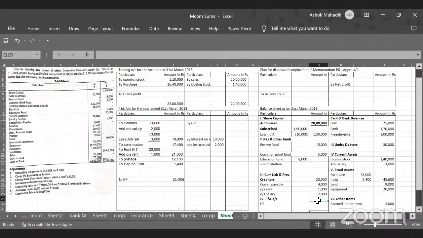Contribute to education fund 100 rupees. So it's an expense. So I'll write in P&L account, contribution to education fund. If you have education fund of 100 in liability, just add it to that. If you don't have any reserve fund called education fund, then you put it under current liabilities. But we already have education fund, so just add it to that 100. So outer column is 8,100. Okay. Next is done. All adjustments are done.